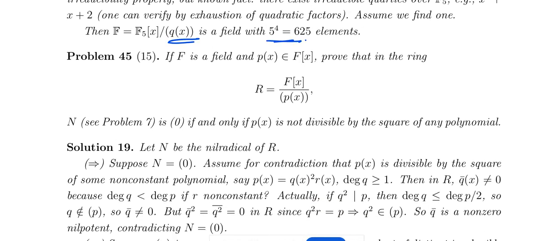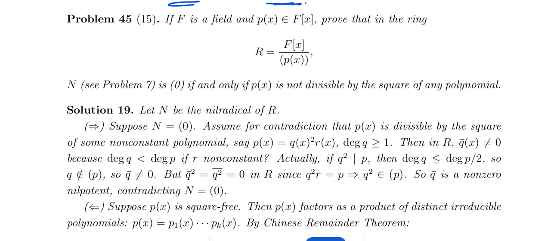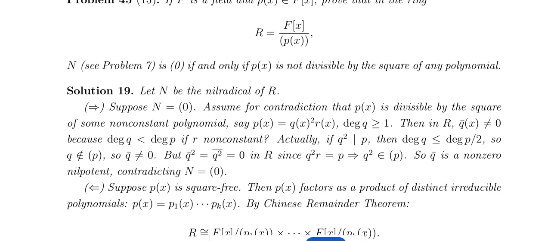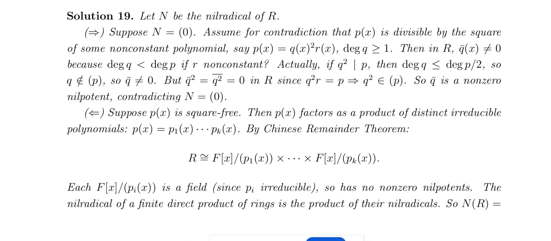And F is a field with P of x belonging to Q of x, and R equals F of x divided by the ideal generated by P of x, and N is 0 if and only if P of x is not divisible by the square of any polynomial. What about the N? N is called the nil radical of R. So assume for contradiction, let's leave it.